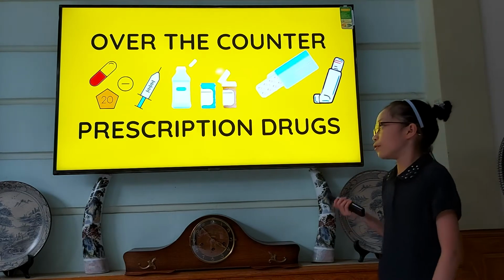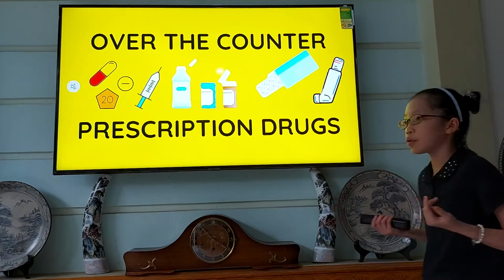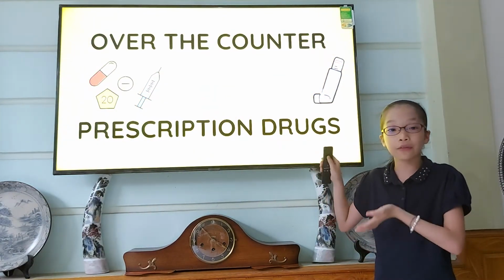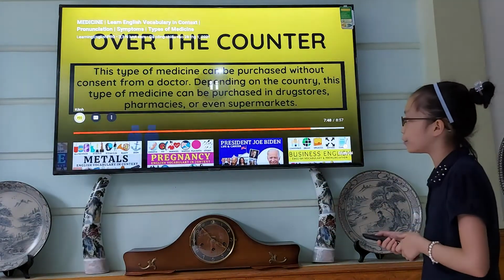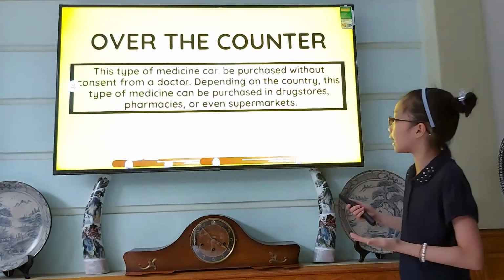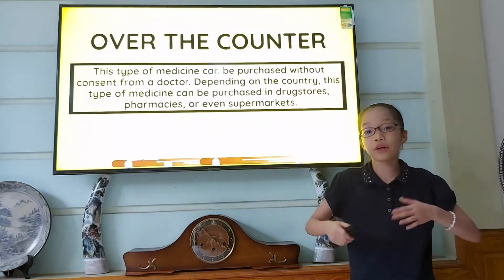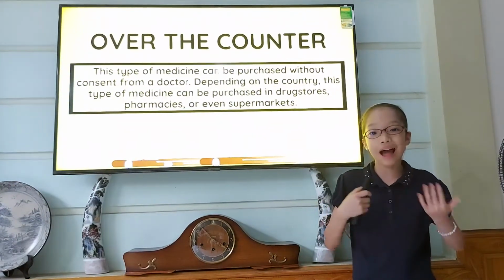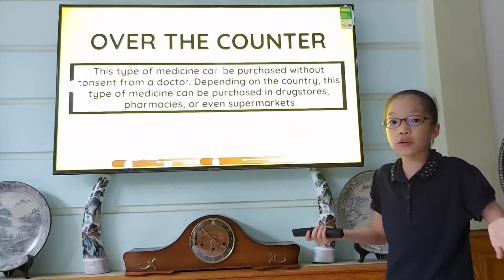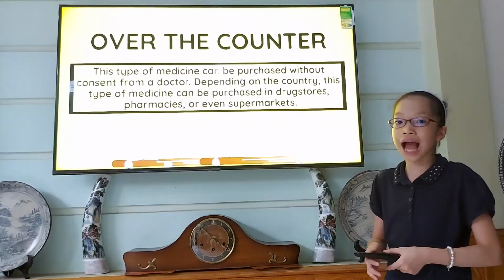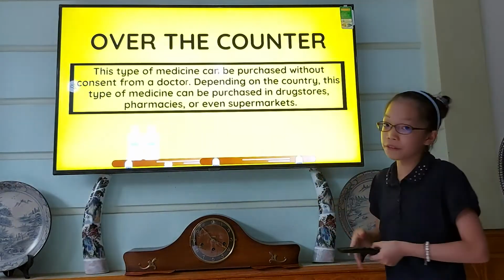For the end of the video, we have two phrases: over-the-counter and prescription drugs. So we'll take a look at each. These phrases are different from each other, kind of opposite. Over-the-counter simply means that it can be purchased without consent from a doctor. Sometimes if we buy some kind of medicine, we need the allowance from the doctor. But now we don't need the doctor's advice. So if we have a stuffy nose, just go out to the shop and buy some spray. That is over the counter.